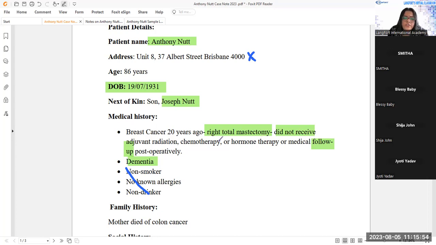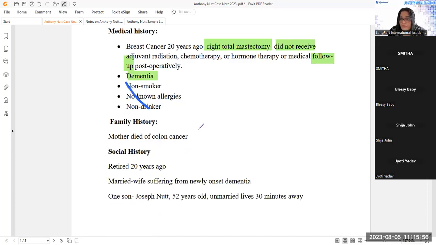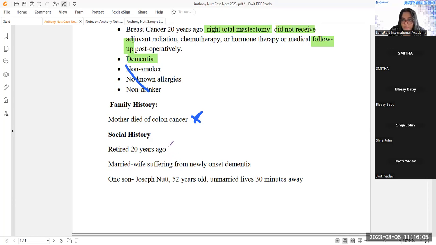All right. Now, should I include family history? Come on. Should I include family history? No, no need. And it's colon cancer. Okay. And what about the patient retired 20 years ago? No need, ma'am. What about the wife has newly onset dementia? Yes, ma'am, because we need the wife. And should I include married? When you say wife, it's understood they are married, right? So I don't need to specify that. I'll just say wife.